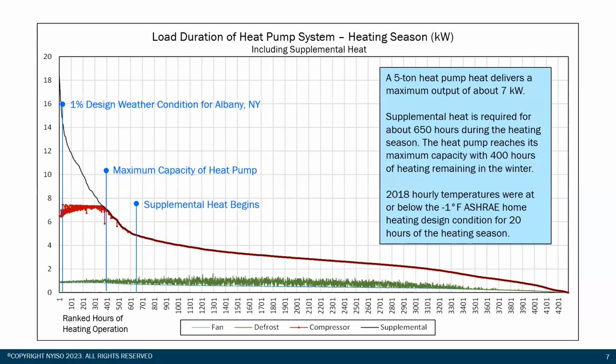This is 4,200 hours. And from this chart you can derive what the load factor is, the utility factor that Ryan mentioned. The year 2018 weather-wise was a great year. It brought us to the 1% design weather conditions that ASHRAE specifies. So it was a great weather year for us. And the output of the heat pump kind of maxes out at about 7 kilowatts. And there's about 400 hours remaining where you need supplemental heat.